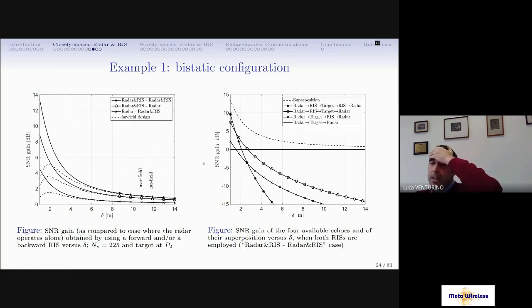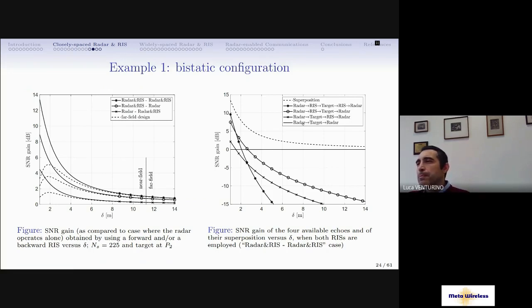Now let me go on the right side of this slide. So we have here another figure. Let's see how to read this other figure. In this figure, I am assuming that the RIS is placed at both sides of the system, the transmit side and the receive side. When we have such a system configuration, there are four possible paths. So we have one path going from the radar to the target to the radar, which is the solid line. Actually, this is the path that you would have if there is just the radar without the RIS.